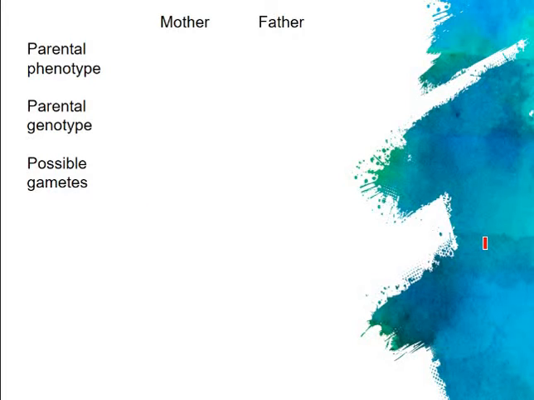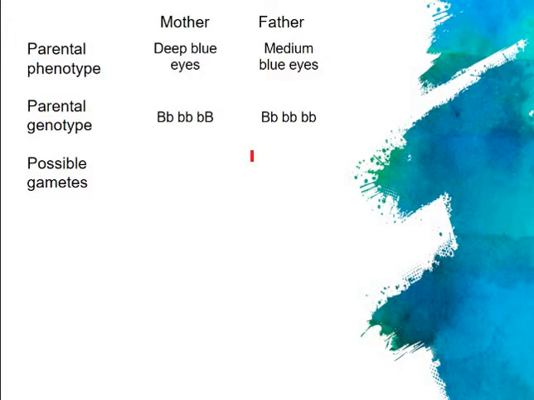So let's go with a scenario. We've got a mother with deep blue eyes and a father with medium blue eyes. Their genotypes are this. Remember, there's 3 loci, so 3 different locations. The possible gametes, you do the same as you would have done with dihybrid inheritance. So you cross each allele with each other and see how many combinations you can come up with. In this case, I've just done the first one, big B, little b, that was my first one. And if you kept that going, you would find these are the possible gametes.